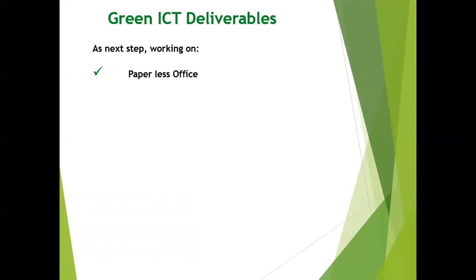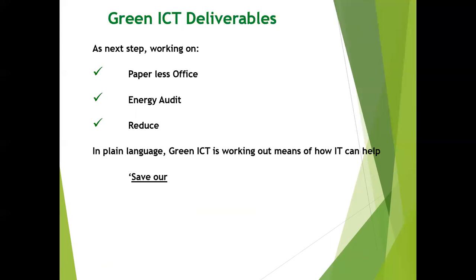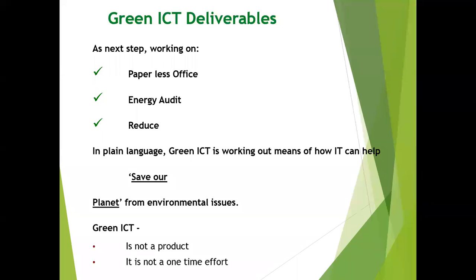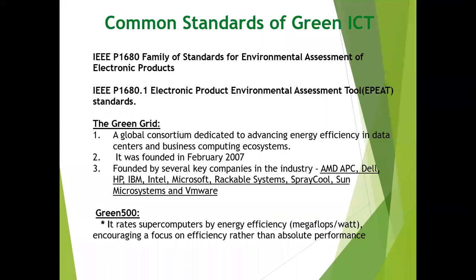What can you do on your side? We can come up with a paperless office, energy audit, reduction. In plain language, Green ICT means how ICT can help save our planet from environmental issues. Green ICT is not a product. I repeat, Green ICT is not a product. It is not a one-time effort. Green ICT must be followed every time. You must make it a culture. It is not a product that we can buy from somewhere, right?